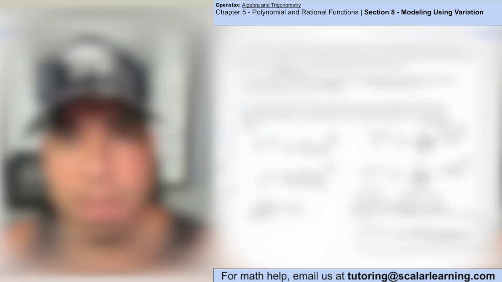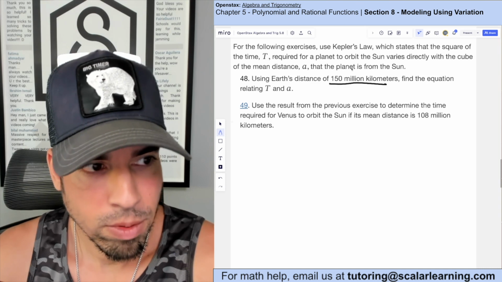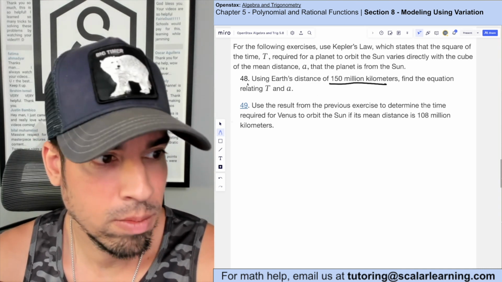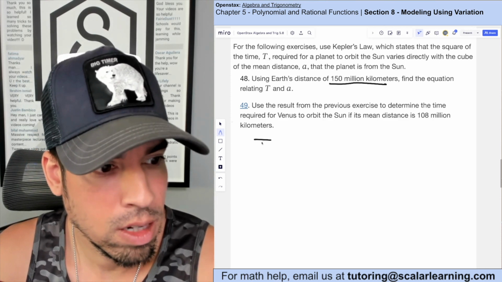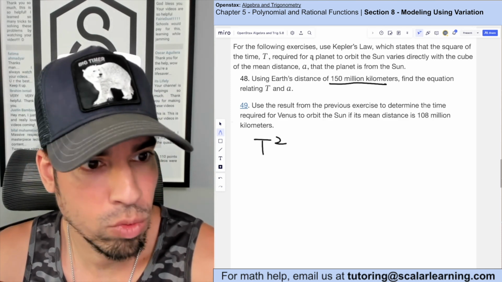Boom. Done. So for this one, we're going to start with this information because we need our answer to 48 to solve for 49. So let's start. It says the time squared varies directly, right?